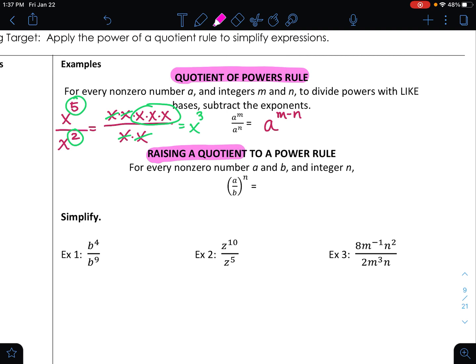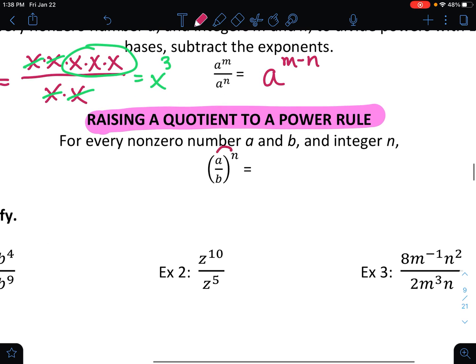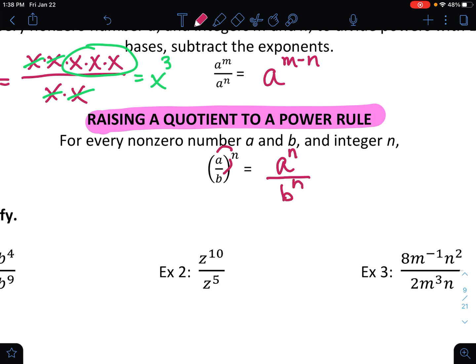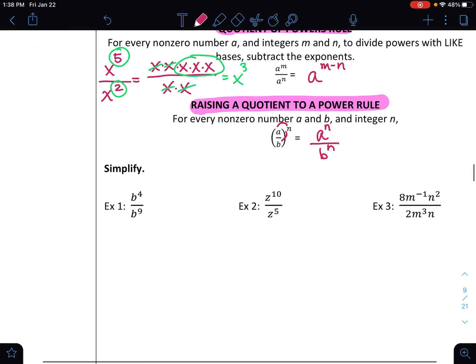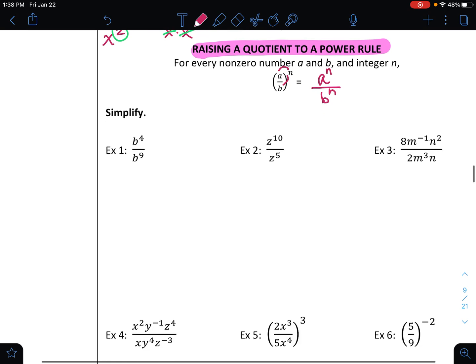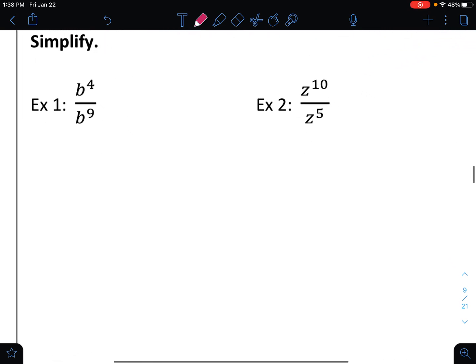Okay, this next rule, in my opinion, is really not that much different than the rule from the prior day, raising a quotient to a power rule. So when you've got for every non-zero number a and b, you have different numbers and you have parentheses, it's all raised to the n. So we're still going to apply the power into the parentheses. So I'm simply going to rewrite this as a to the n over b to the n, and that's it. If I can do more simplifying, I will. Okay, let's do these rules and then bring in other rules we have studied.